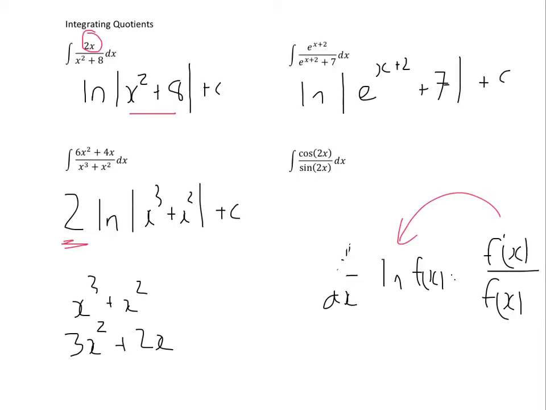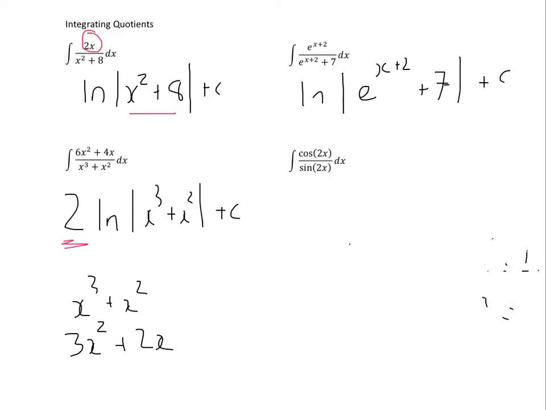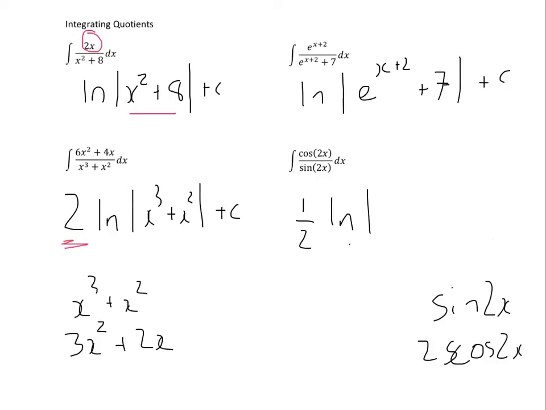Okay, this next one, you need to be a bit more aware of it. Now, if I differentiated sine 2x, I would get 2 cos 2x, wouldn't I? Now, that's not what I got. I'm out by a factor of 2. So I'm 2 more than what I want, so I want to half it. Natural log of sine 2x.